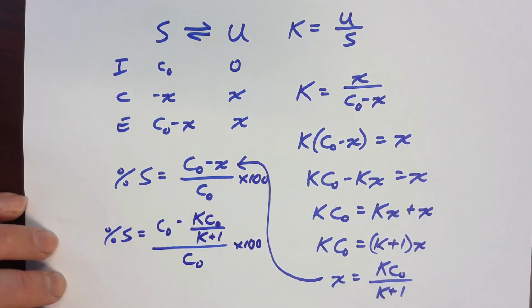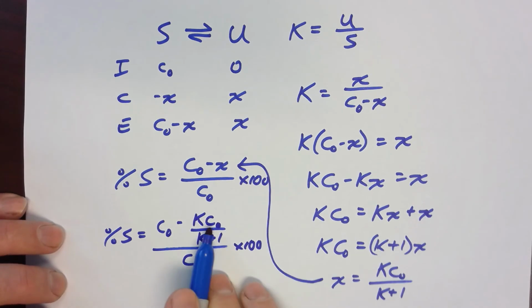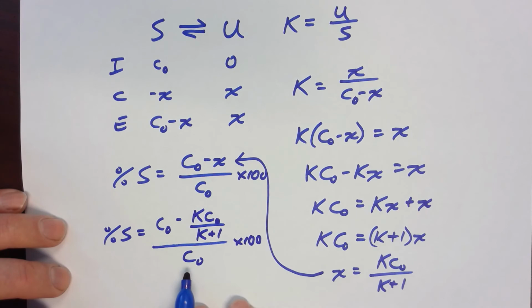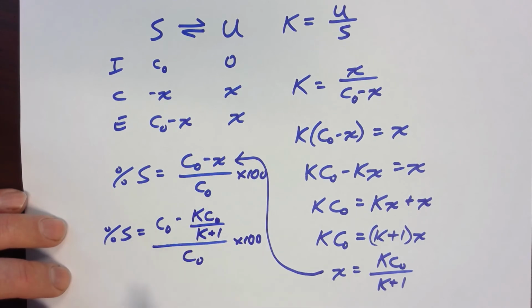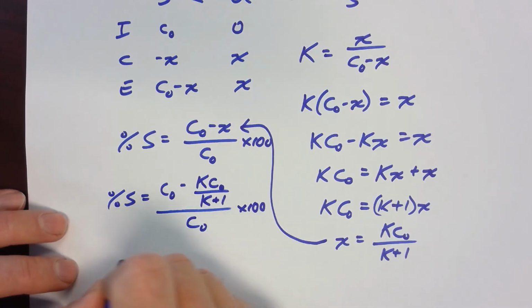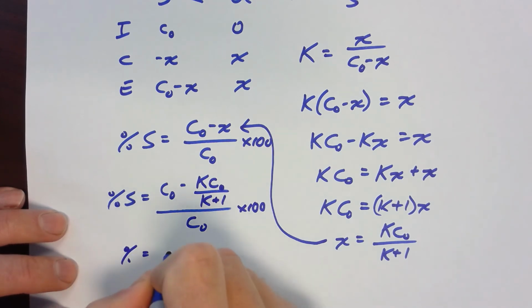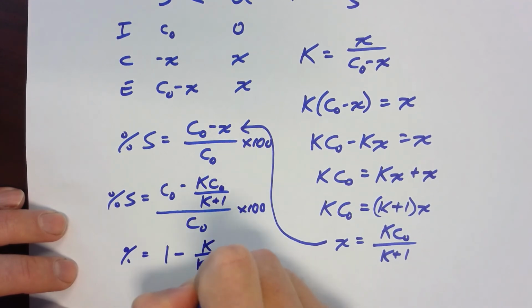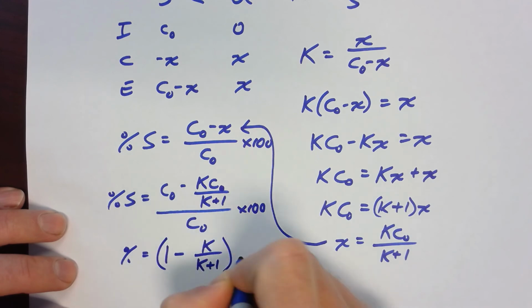Now notice that C0, the initial concentration, is in both terms in the numerator, and it's in the denominator. So if I factor out C0 from the numerator, it will cancel with the thing in the denominator, leaving me with 1 minus k over k plus 1, all of that, times 100%.